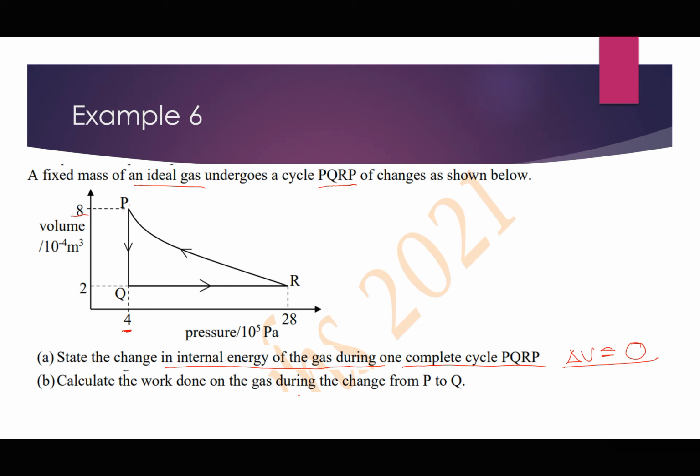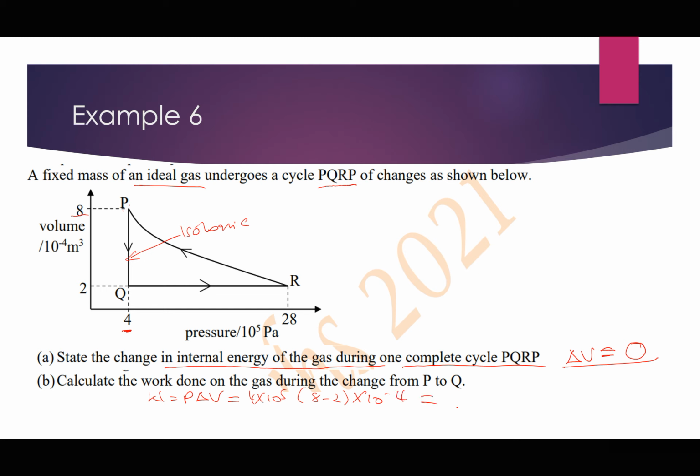Calculate the work done on the gas during the change from P to Q. Note that from P to Q, the pressure is the same, so this is going to be called an isobaric process. Isobaric means constant pressure. Work done by a gas is equal to pressure times change in volume. This will be equal to pressure, which is 4 times 10 power 5, times the change in volume. We are moving from 8 to 2, so that is 8 minus 2, then times 10 power negative 4.